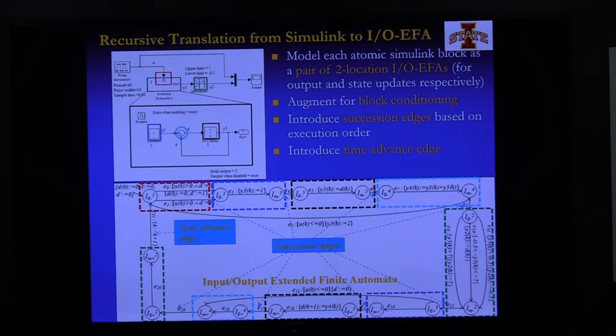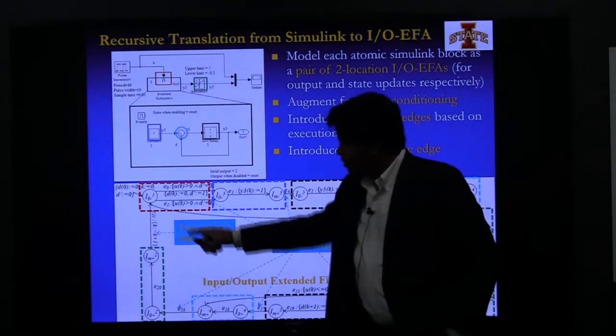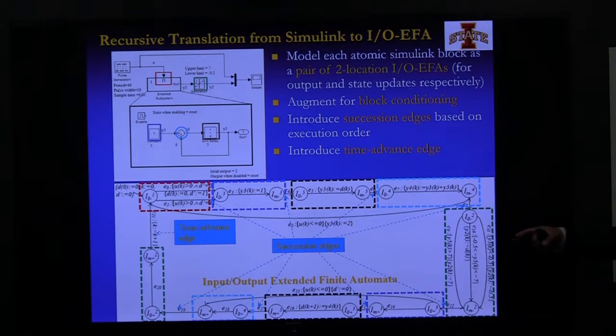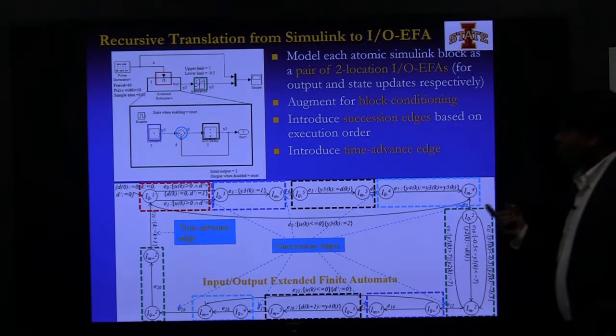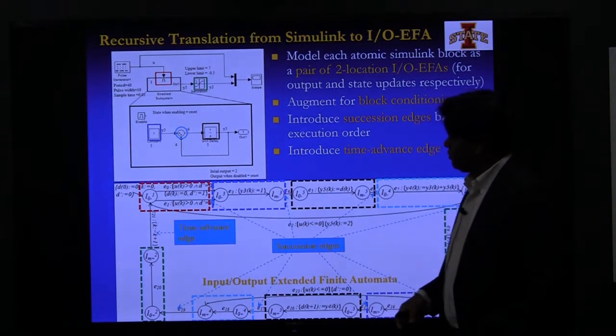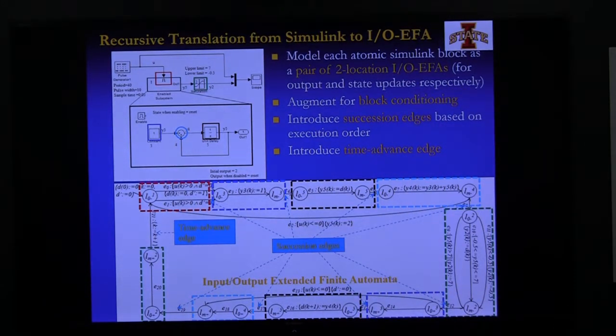And then we'll also add a time advancement edge. So here, the time counter k goes from k to k plus 1. So as an input is received, one of these loops will be executed. And at the end of the loop, the time counter will advance by one step. When the next input is received, another loop will be executed. But this captures all the loops that the system can execute.